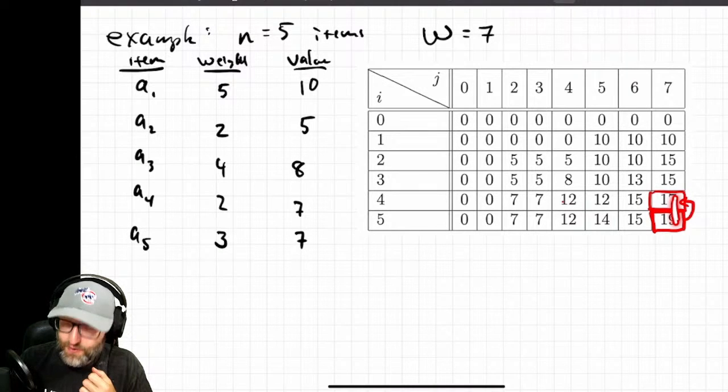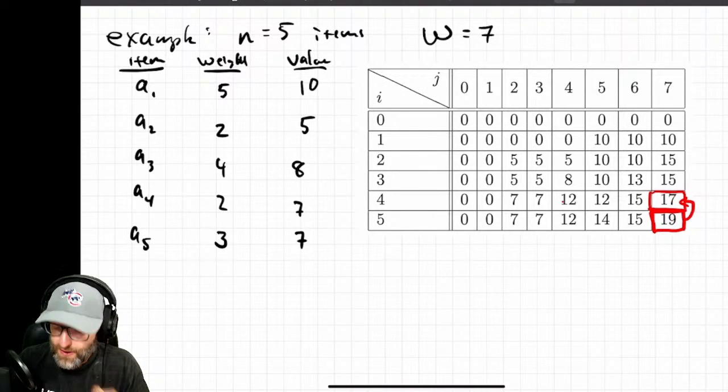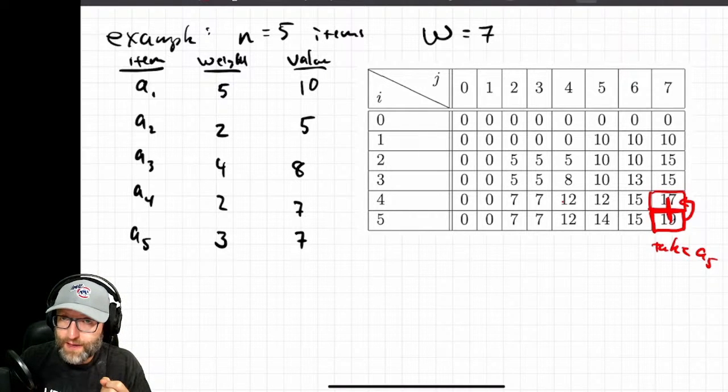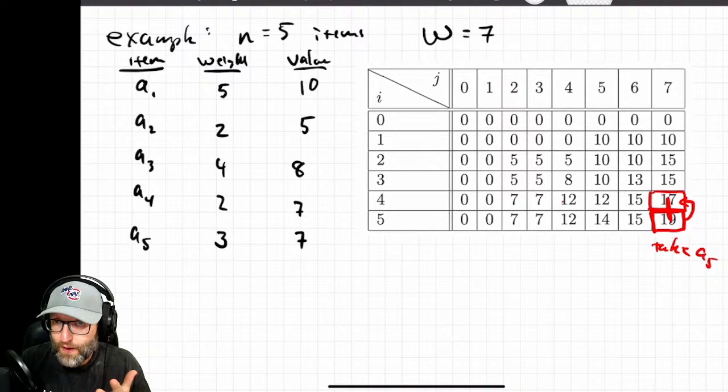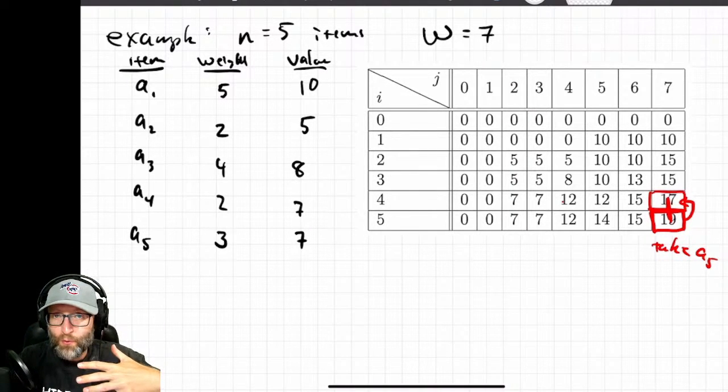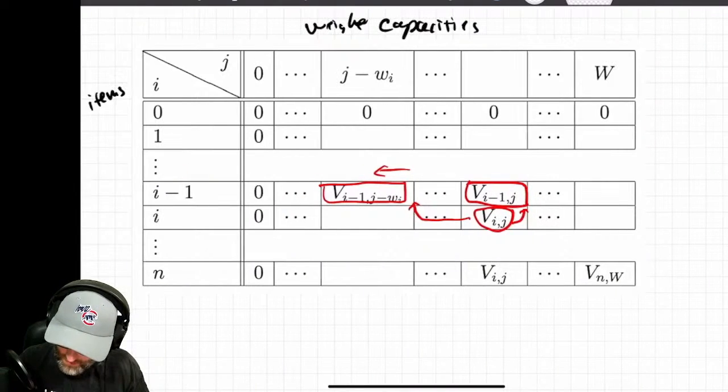These two values are different here, 17 and 19. What that means is that you made a choice to take a sub I. Otherwise, these would have been the same number, right? If you had not taken a sub 5, then you would have just simply copied down the number from right above it, right? Remember what that looks like.